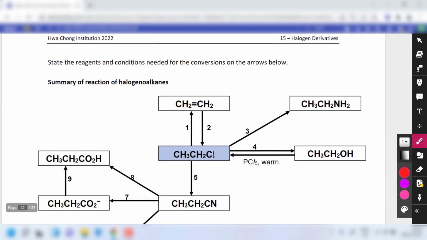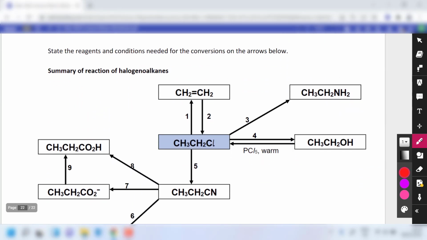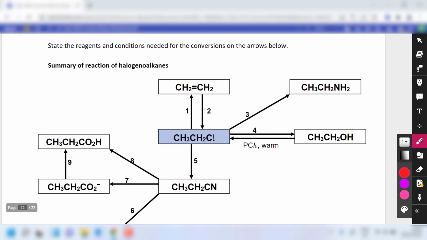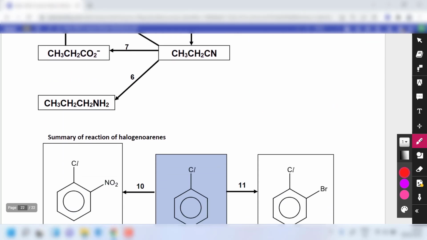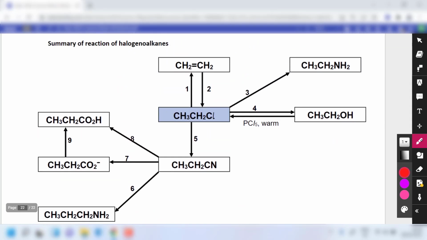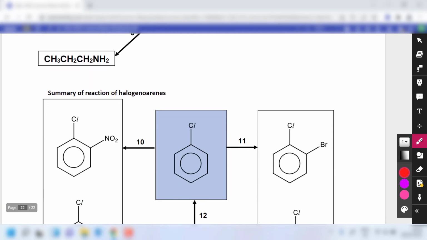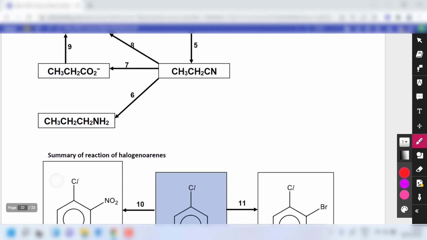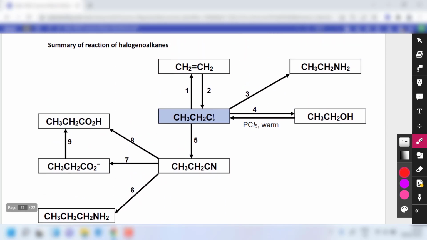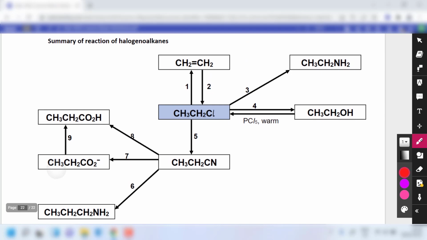Okay, so finally we are here. We give you some summary of the key reactions which you need to know for halogen derivatives. So please go and find out what the reagents you need are for 1, 2, 3, 4, 5, 6, 7, 8. And of course for halogenoarenes as well. After you have done them, please check your answers online.